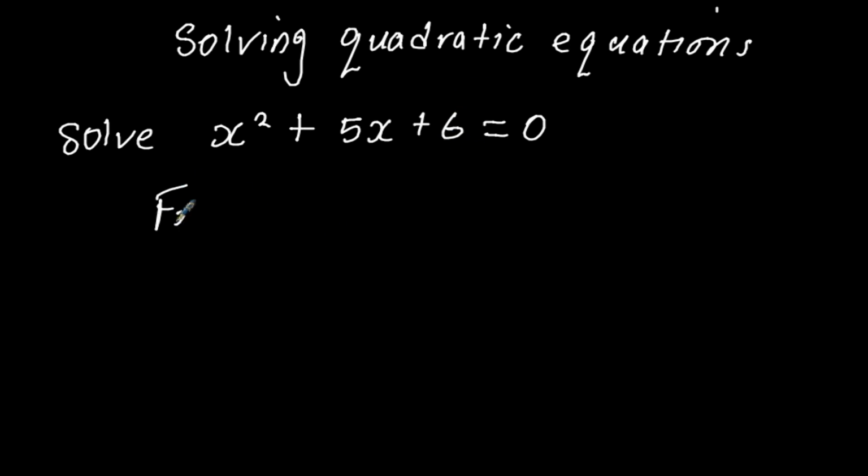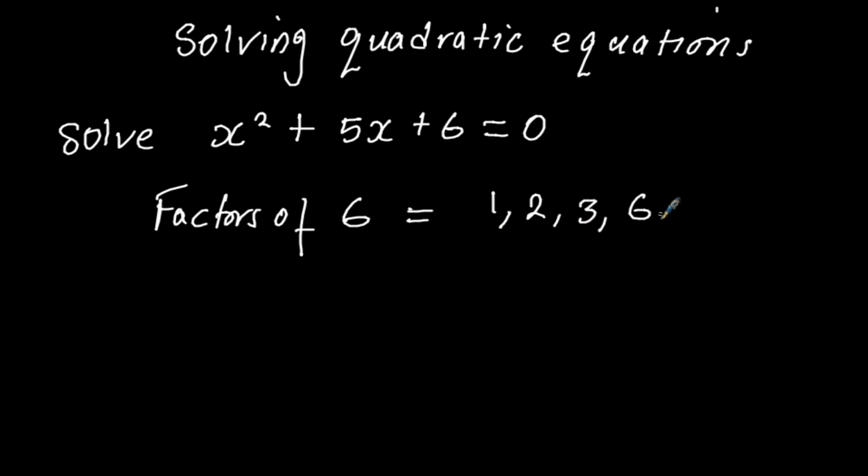So factors of 6 are 1, 2, 3, and 6. So from these factors, we aim at getting two numbers which multiply and get a 6, and when you add them, you get a 5.